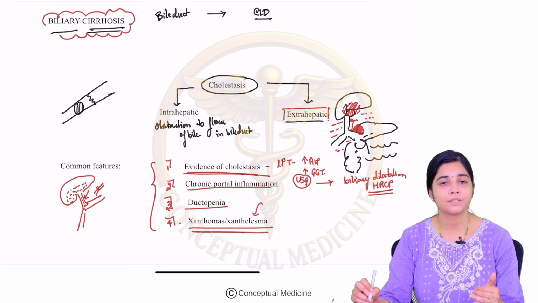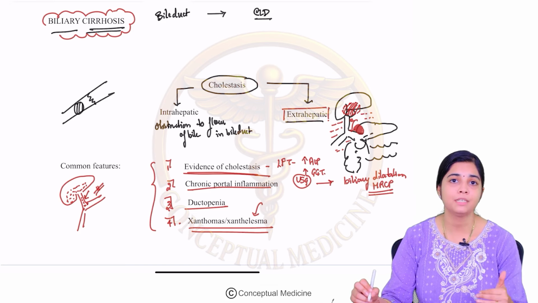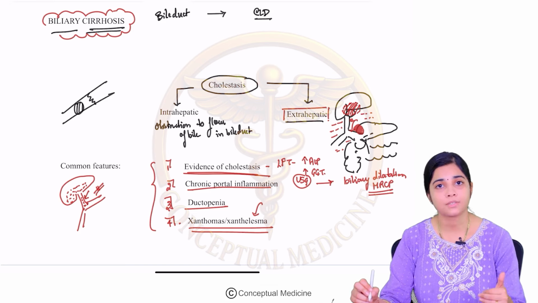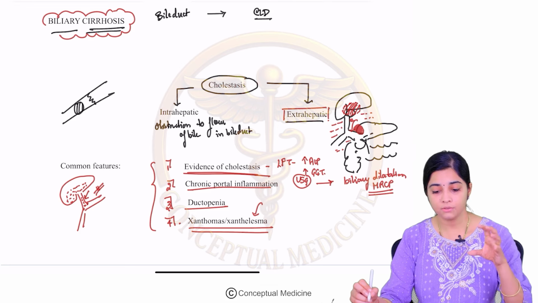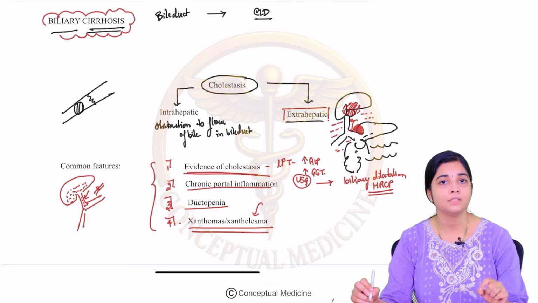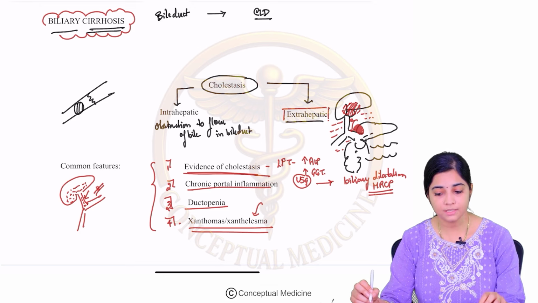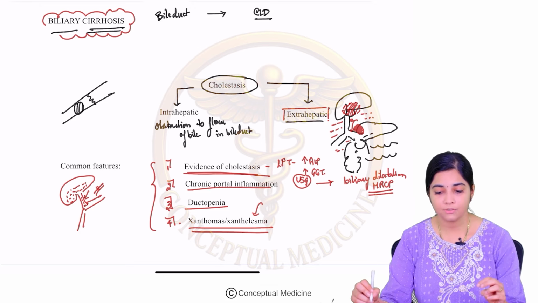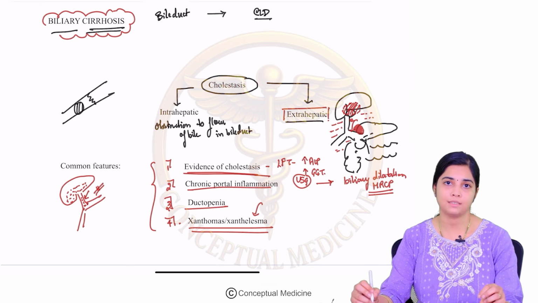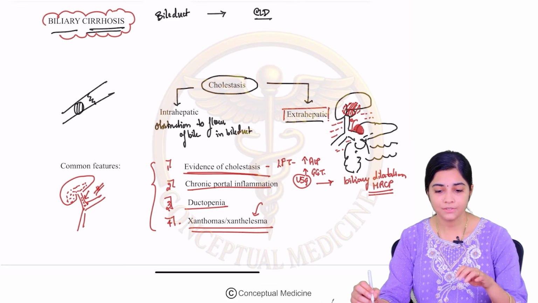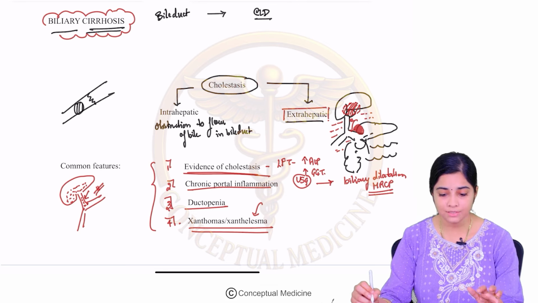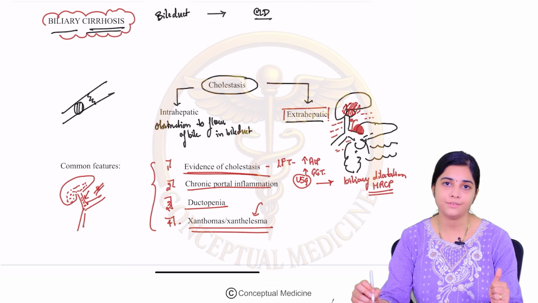Okay. So, the common feature of biliary cirrhosis of any type, be it autoimmune, and under autoimmune there are two major disorders that we will be studying, which is your primary biliary cirrhosis and your primary sclerosing cholangitis, right? So, all of these have these common features, which is your cholestasis, chronic portal inflammation, ductopenia, xanthoma and xanthelasma. Okay. So, we have understood what exactly is biliary cirrhosis and what are the common features that it shares.